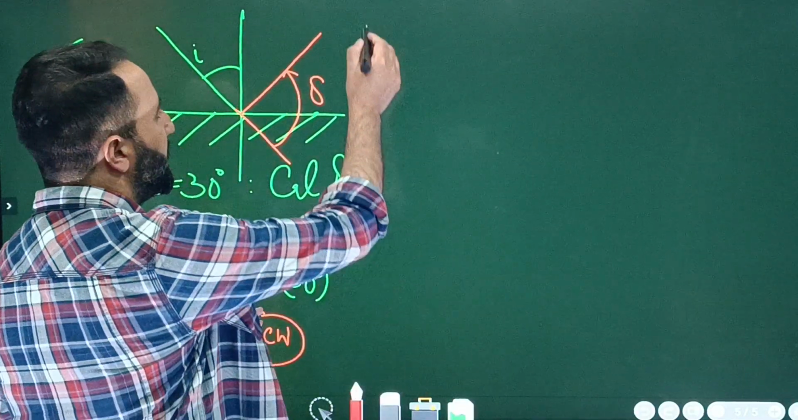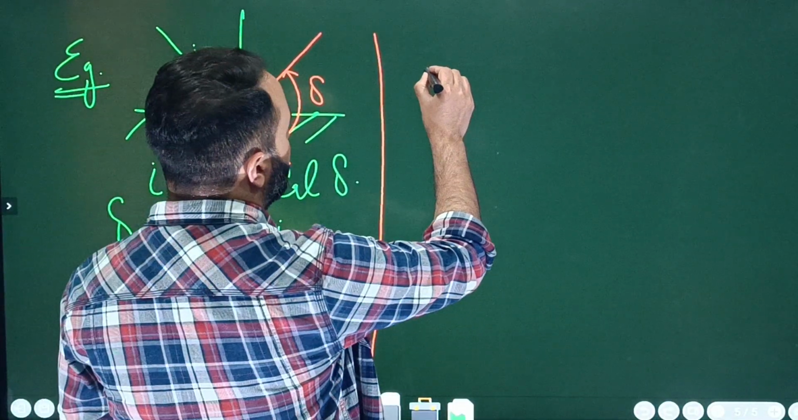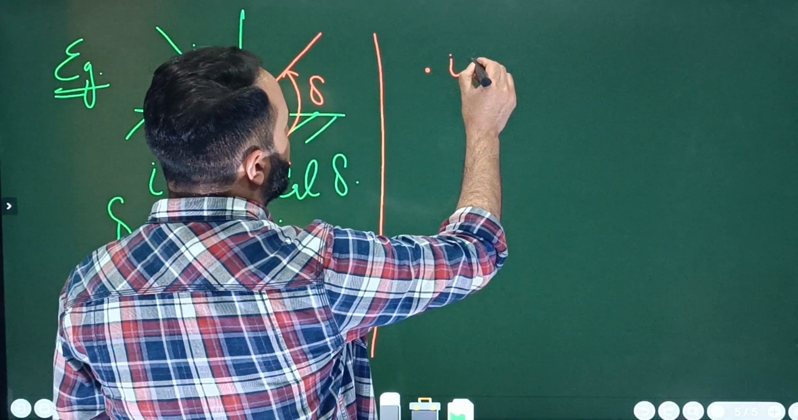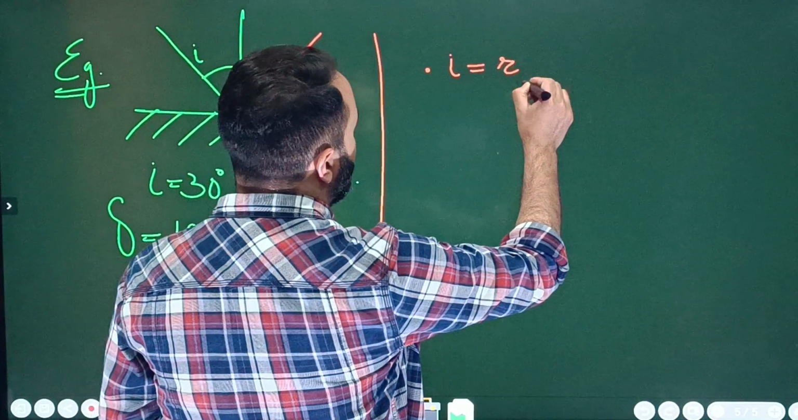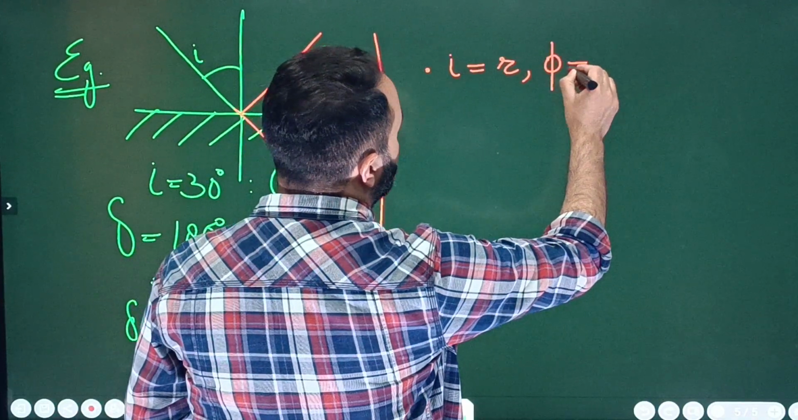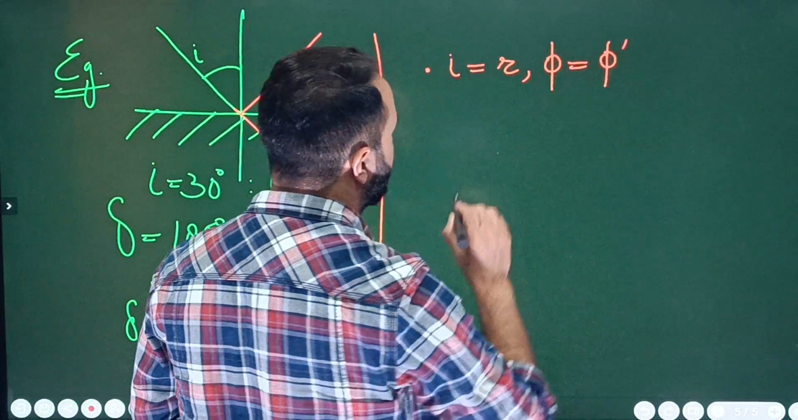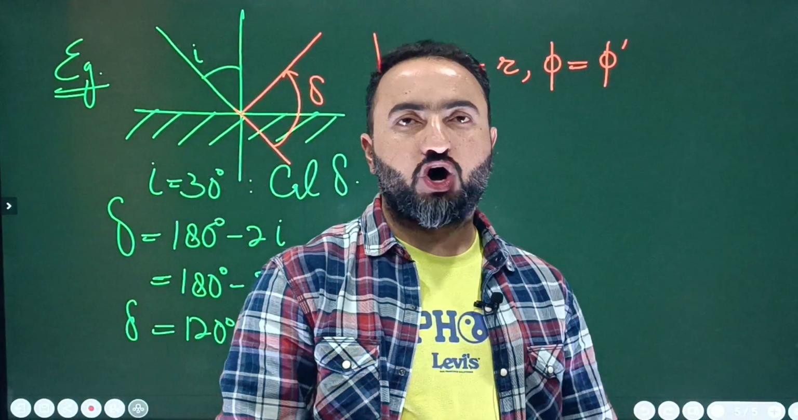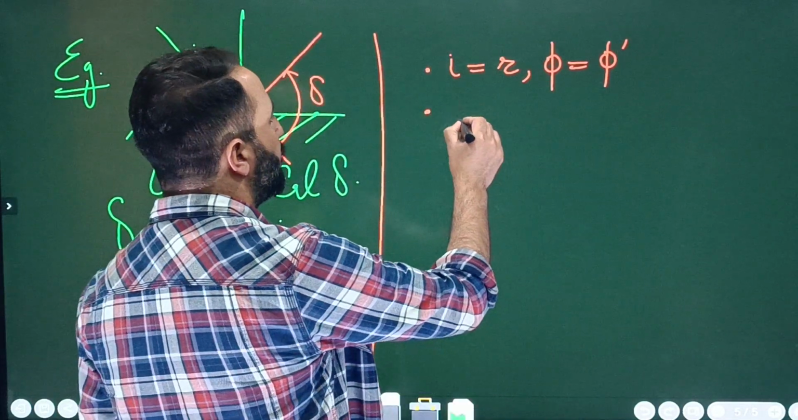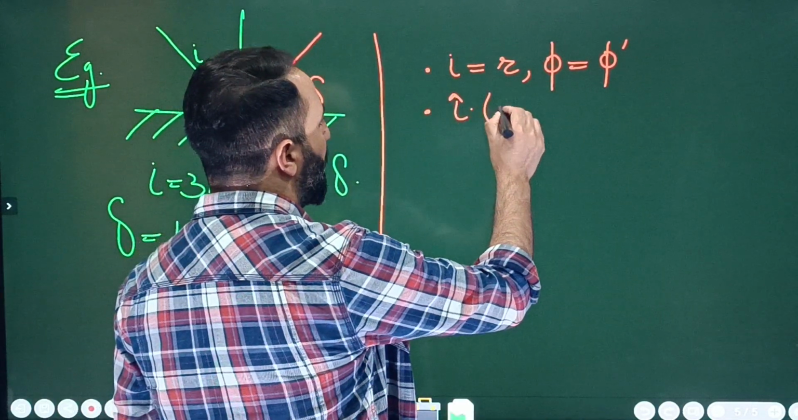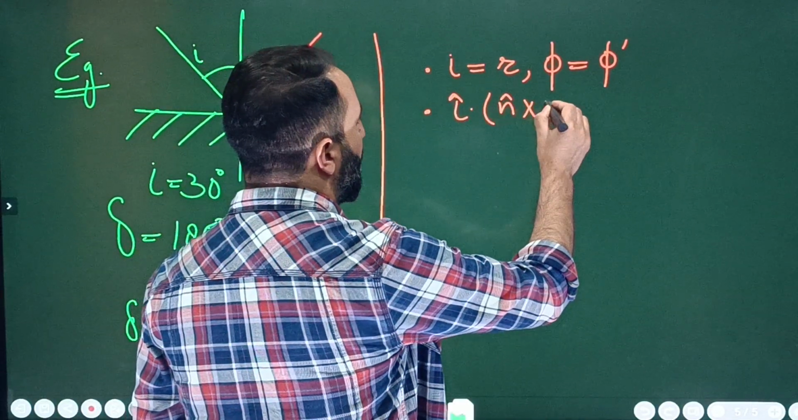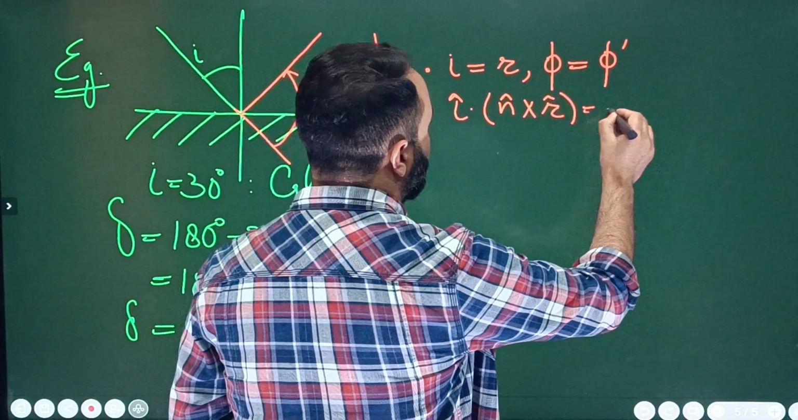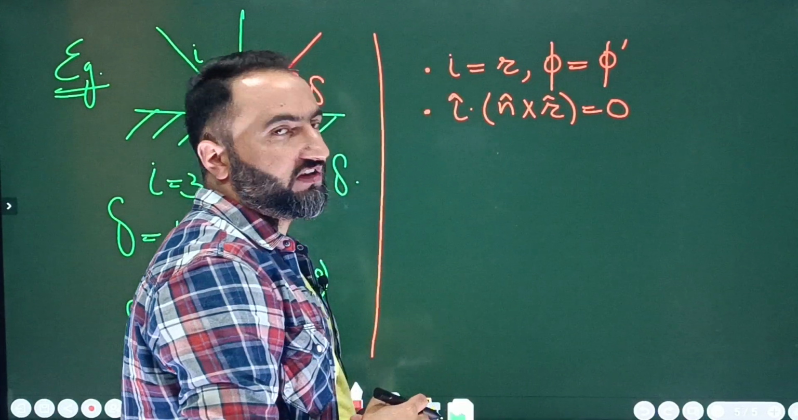Okay, so we are done with the basic terms here. Let me revise it quickly. Point number first is that the angle of incidence is equal to angle of reflection. The glancing angles are also same: phi is equal to phi dash. Point number second is that incident ray, reflected ray, and normal will lie in one plane. And what we mean by that is that i cap dot n cap cross r cap will be equal to 0. The scalar triple product of these unit vectors is 0.